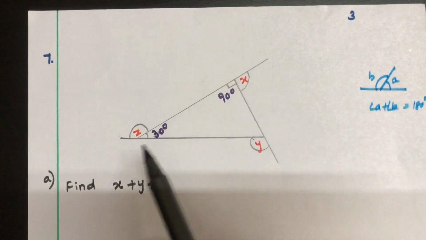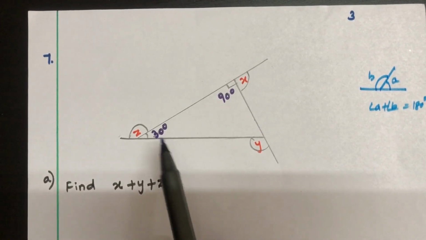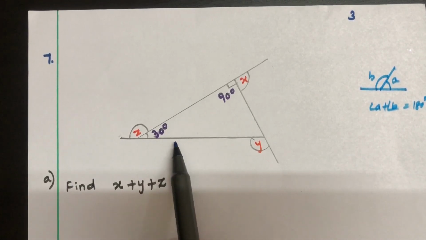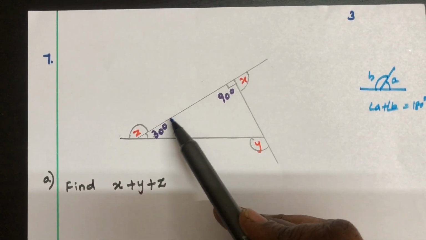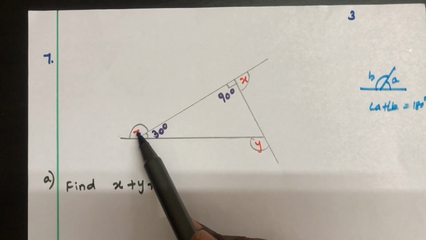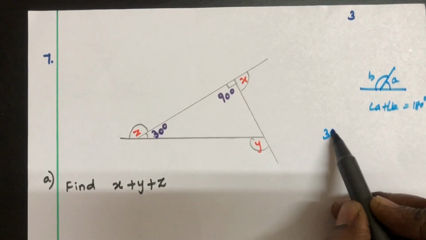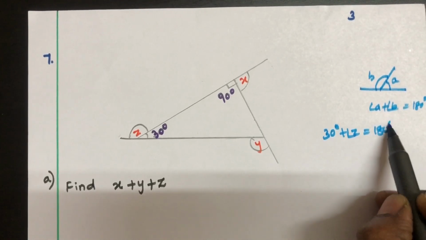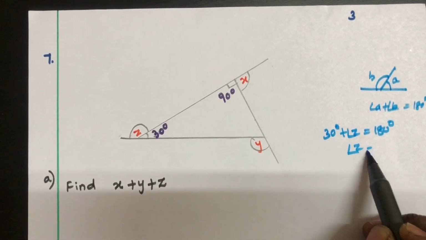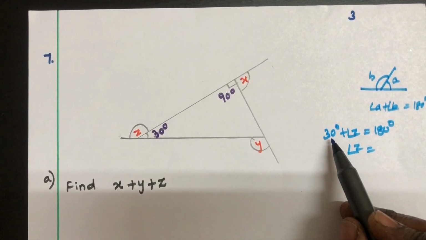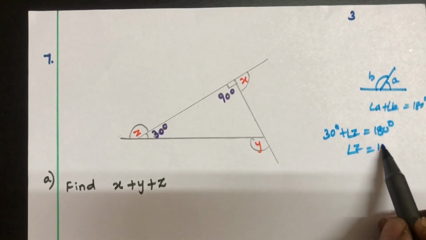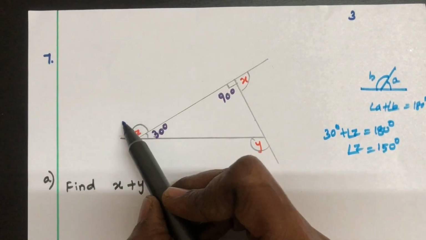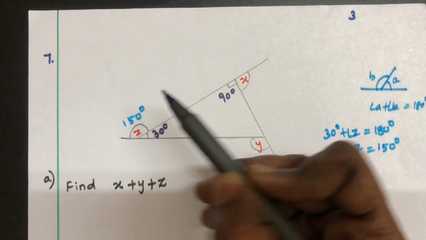Next angle. See, this forms a linear pair. Here, this is a straight line and this is another straight line. So 30 degrees plus Z equals 180 degrees. So angle Z is equal to 180 degrees minus 30 degrees, which is 150 degrees. Correct? So this is 150 degrees.